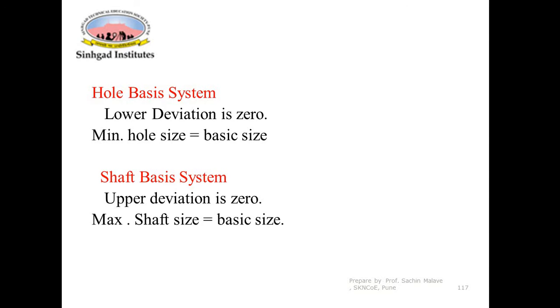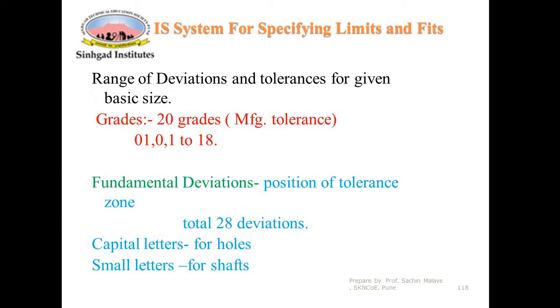So in the case of the hole basis system, the lower deviation is 0. That's why the minimum hole size is going to be equal to the basic size. In the shaft based example that we have seen, the fundamental deviation is going to be 0, that is, the maximum shaft size is going to be equal to the basic size.